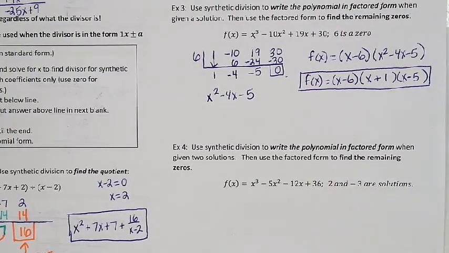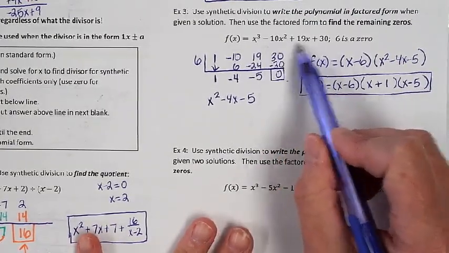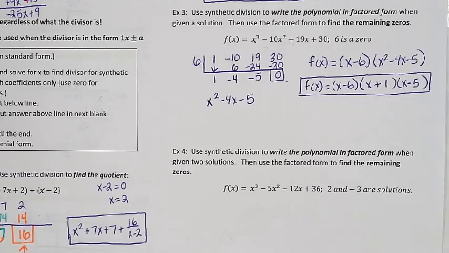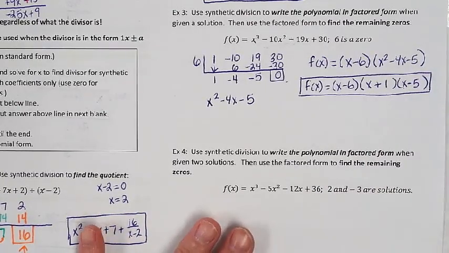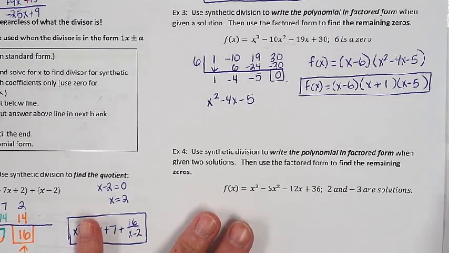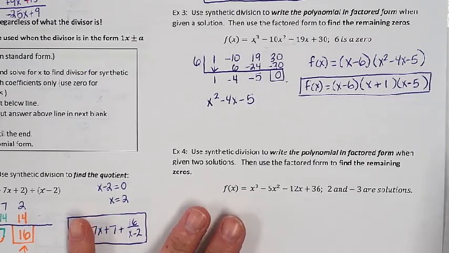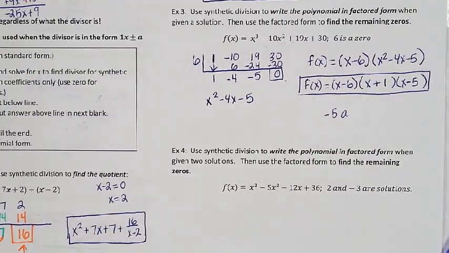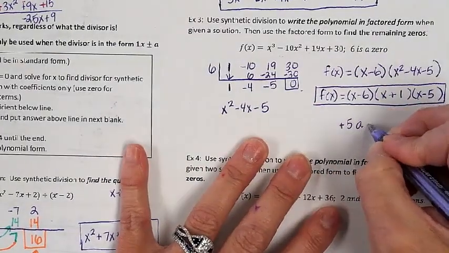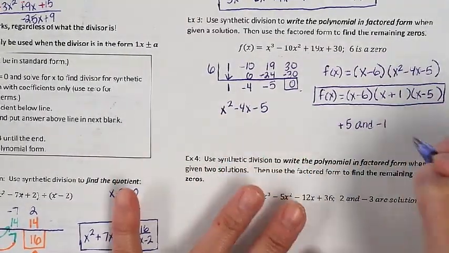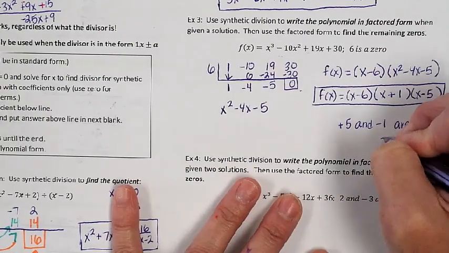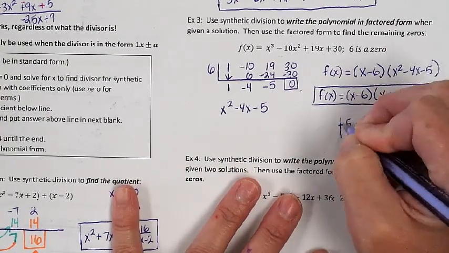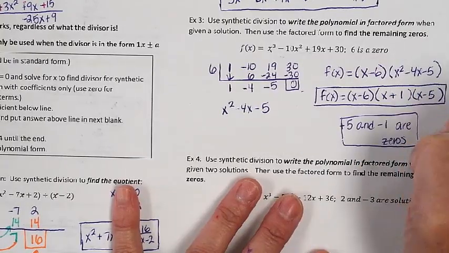My remaining zeros, so if 6 is a zero, what are my other zeros? Negative 1 and 5. Oops, I wrote this. Positive 5 and negative 1. So 5 and negative 1 are zeros.